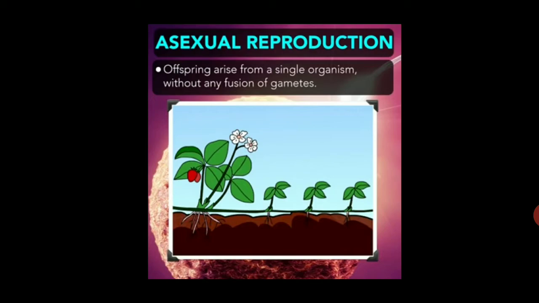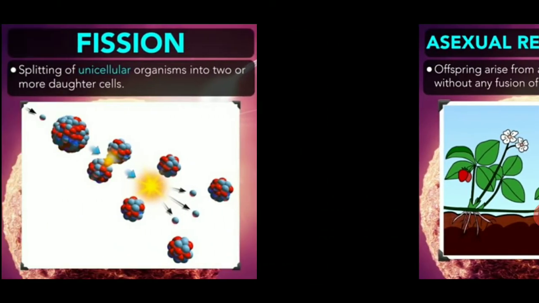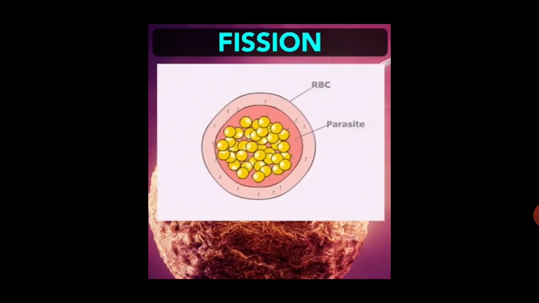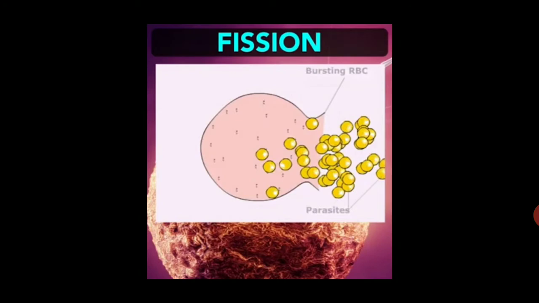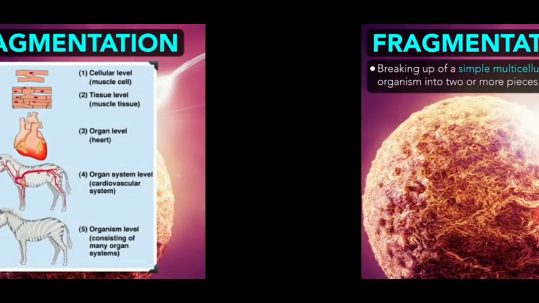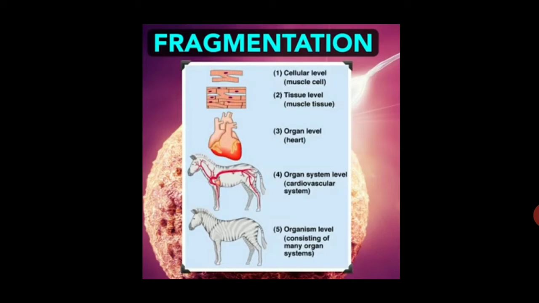Asexual reproduction. Here, offspring arise from a single organism without any fusion of gametes. Splitting of a unicellular organism into two or more daughter cells is called fission. Here you can see the fission process. Then fragmentation, breaking up of a simple multicellular organism into two or more pieces. Then you can see the fragmentation process.